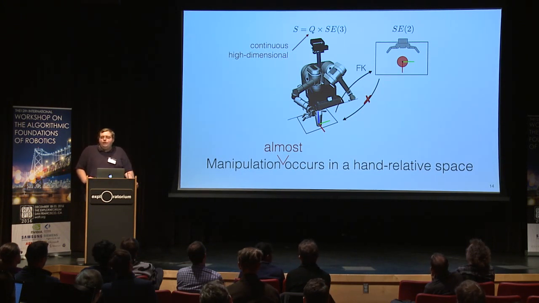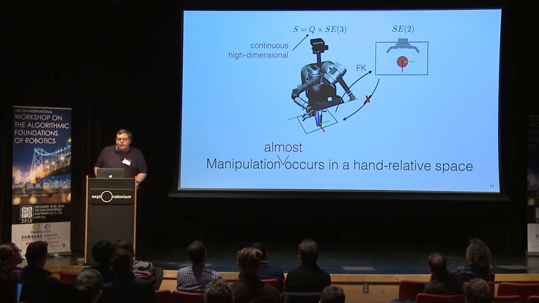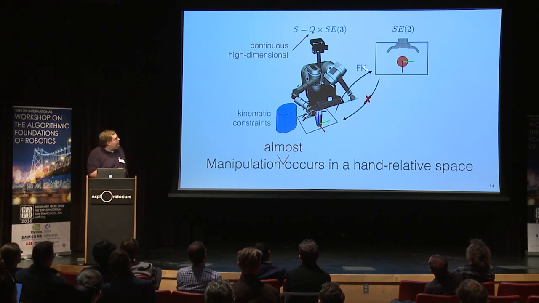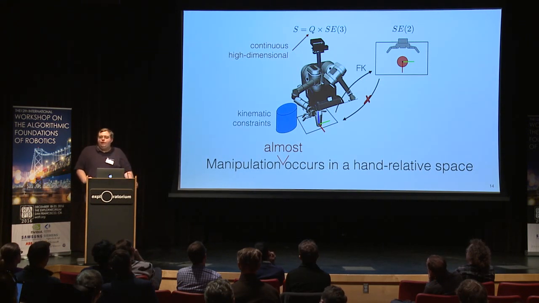In this case, an obstacle, or perhaps a joint limit or a self-collision. And there's no way we can project this obstacle from this high-dimensional space into this low-dimensional space. It fundamentally depends on the joint configuration.